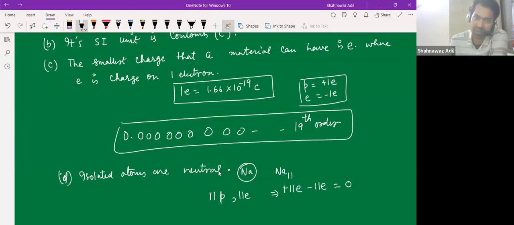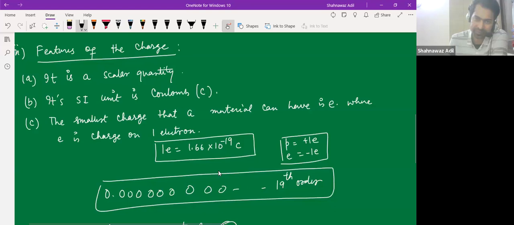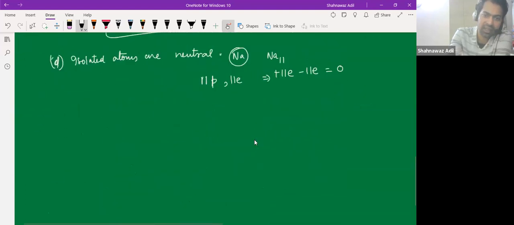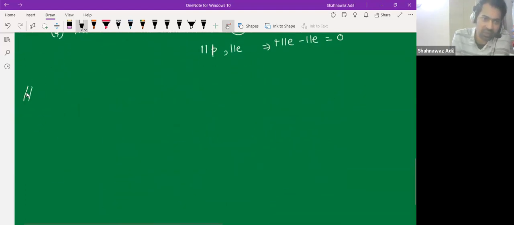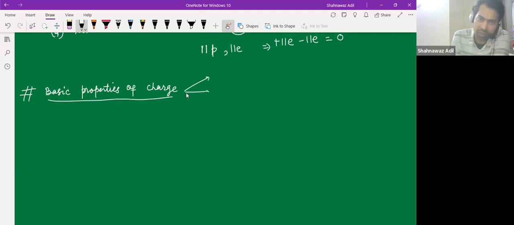And so these are the main four basic features of charge, right? You have already learned these things, so we are just recapping. Okay, and then there are the basic properties of charge. There are four basic properties, and we will understand them one by one.